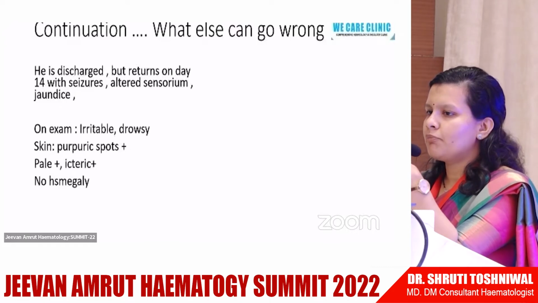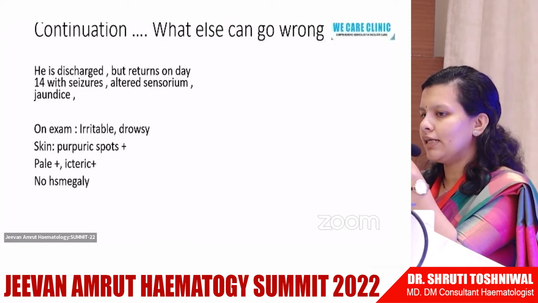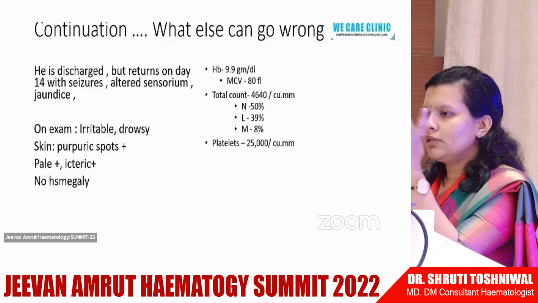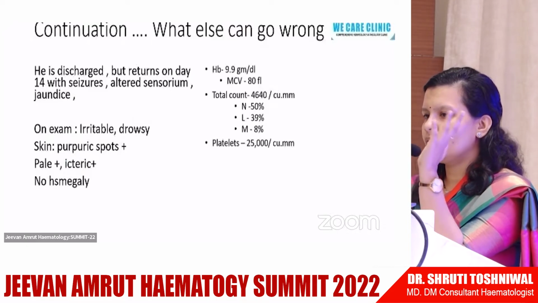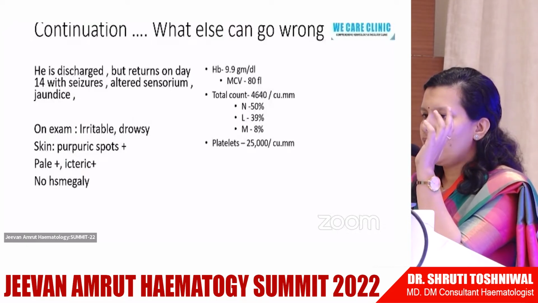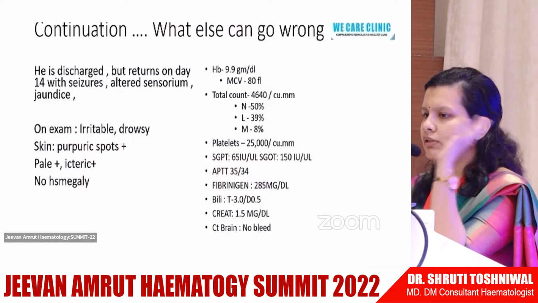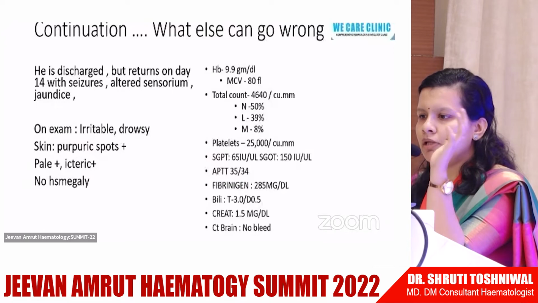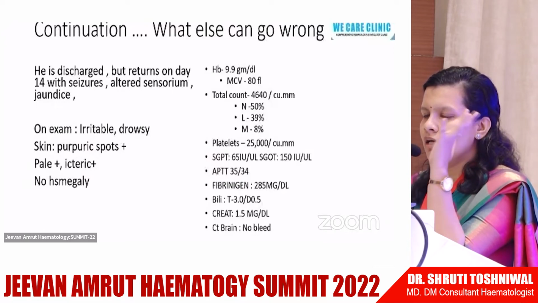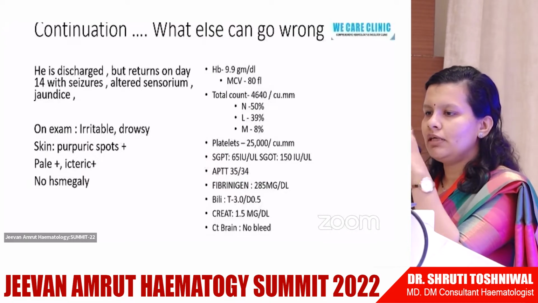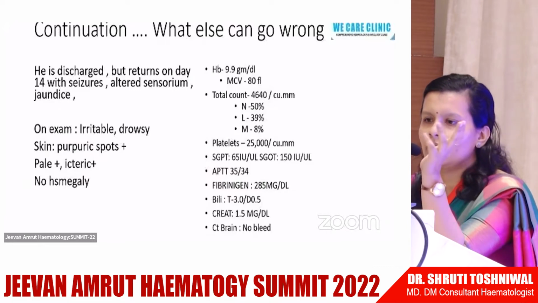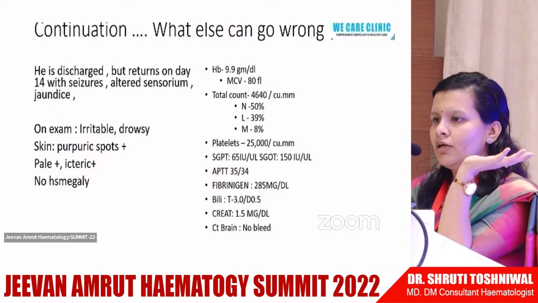He is irritable, drowsy, there are purpuric spots, he is pale and icteric, and there is no hepatosplenomegaly. His hemoglobin is 9, his count is fairly okay, platelets are down. SGPT is normal, SGOT is on the higher side. PT, PTT, fibrinogen, everything is normal. There is indirect hyperbilirubinemia and creatinine is also on the higher side. What do we suspect has happened with him? CT brain is done because he has developed seizures and altered sensorium. CT brain is perfectly normal.